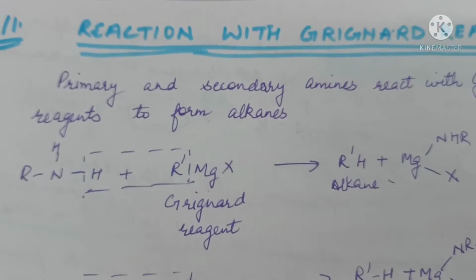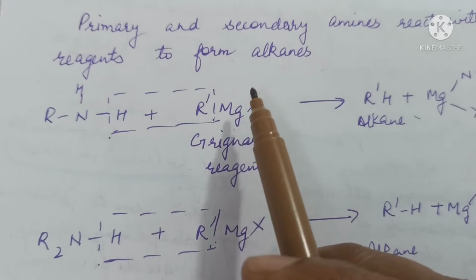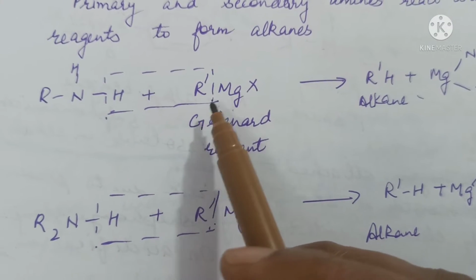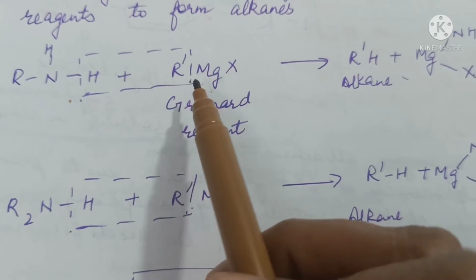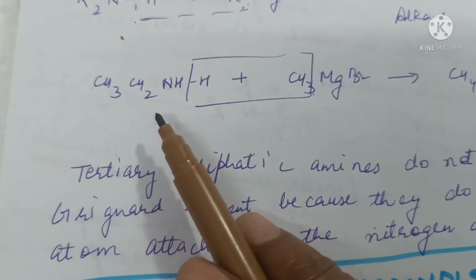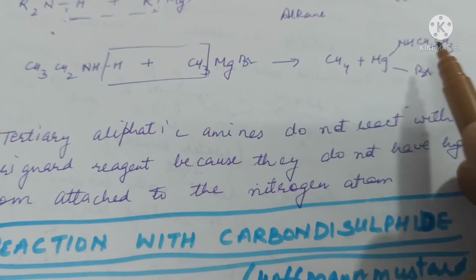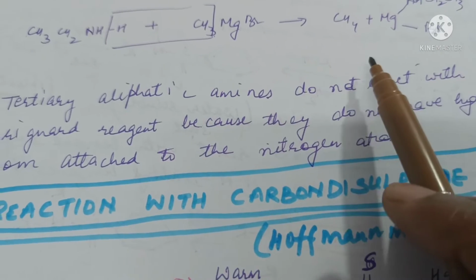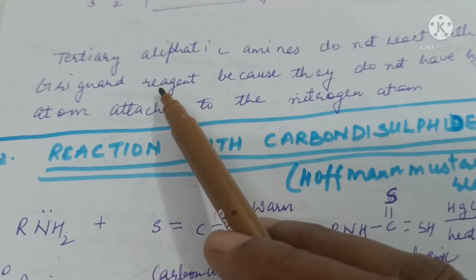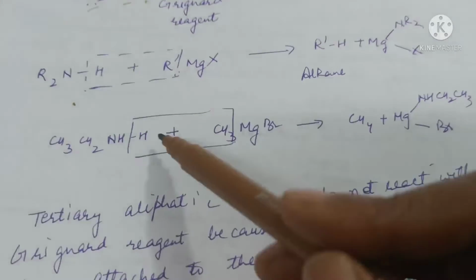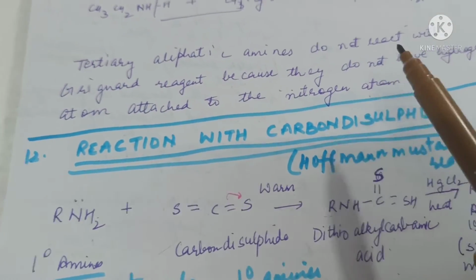Next is reaction with Grignard reagent. So primary and secondary amines react with Grignard reagent to form alkanes. The alkyl group belongs to Grignard reagent. So primary amine, the H will combine with the alkyl group of the Grignard reagent to form alkane. Ethylamine will react with methyl magnesium bromide to form methane and N-ethyl magnesium bromide. Tertiary aliphatic amines do not react with the Grignard reagent because they do not have hydrogen atom attached to nitrogen atom.